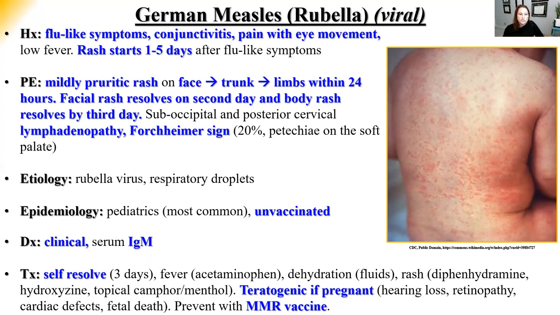The patients may have suboccipital or posterior cervical lymphadenopathy, and then there's something called the Forchheimer sign, which is specific to this one. 20% of patients will get petechiae on the soft palate. Think about foreign-born, unvaccinated, immunocompromised patients. Clinical diagnosis or serum IgM can be helpful in diagnosing this one. This one has a faster resolution than regular measles. So it self-resolves within 3 days, with the same symptomatic treatment: Tylenol for fevers and anti-itching agents.